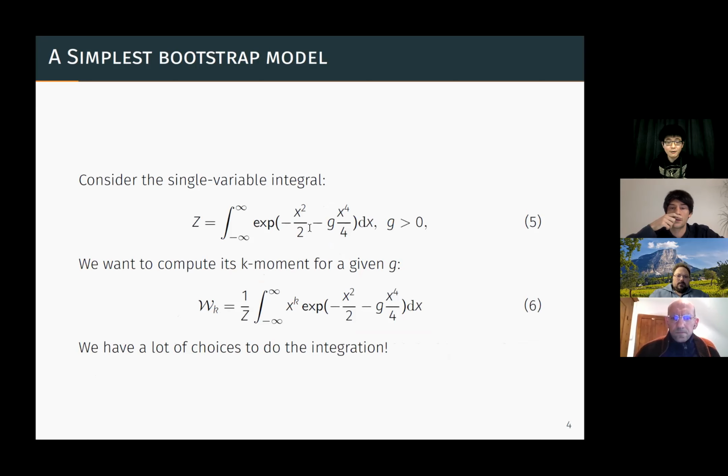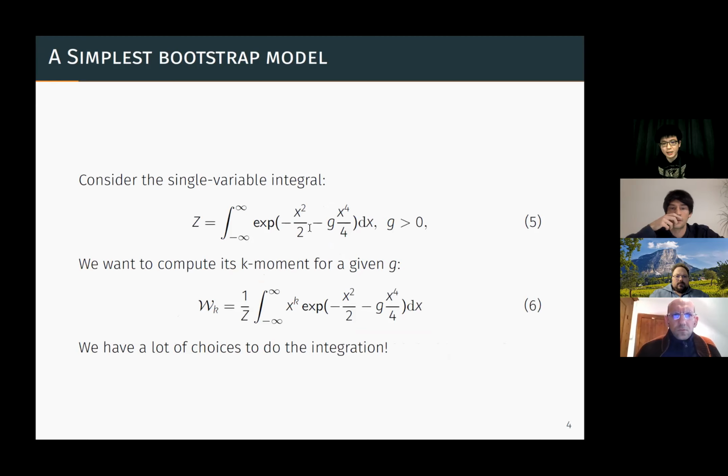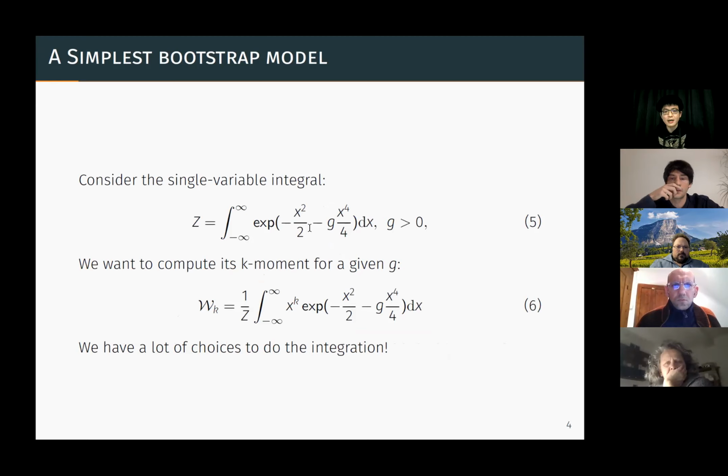And we demand that the g here is larger than 0. What do we want to compute? Well, we want to compute the k-th moment, that is x to the k, integrated against this positive measure. Of course, we have a lot of choices to do the integration. We even have the analytical results.